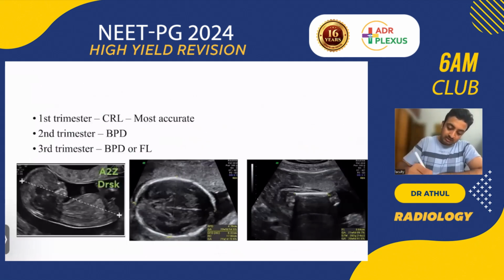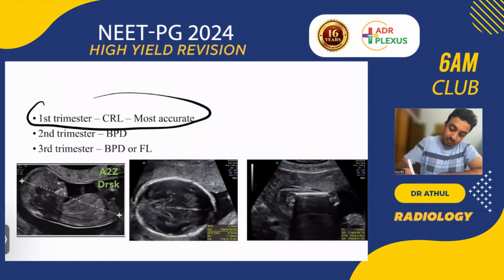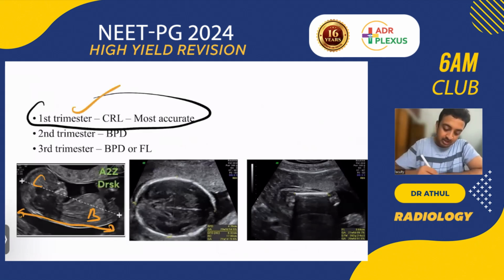So CRL is the crown rump length, that is the distance between head and buttocks. This distance between the head and buttocks will be the most accurate for finding out gestational age in the first trimester. BPD, that is biparietal diameter, will be the best in the second trimester and third trimester. In the third trimester, if you want, you can also look for FL, that is femoral length.